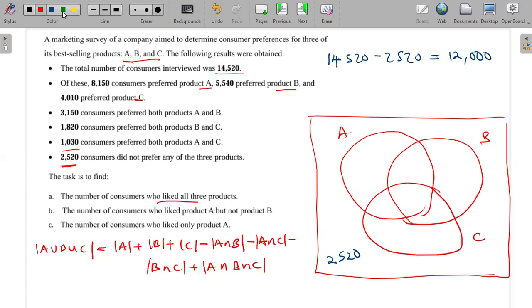So what is this? The definition of the union is that you're looking at elements that are in set A, in set B, in set C, or in all of the sets. So in this case, A union B union C means they are in any of the sets or in all of them.